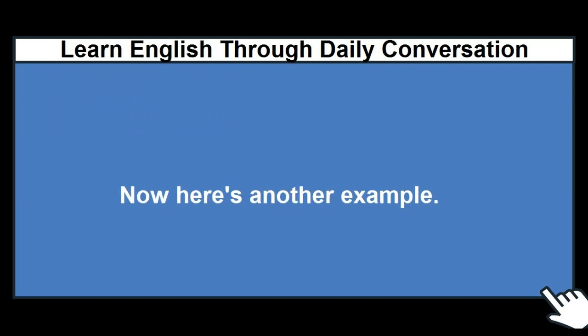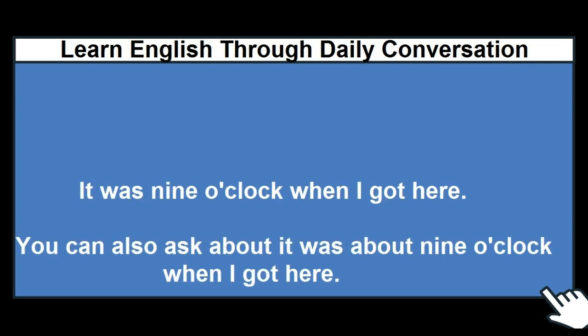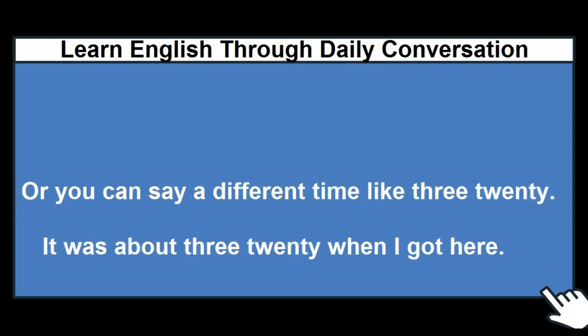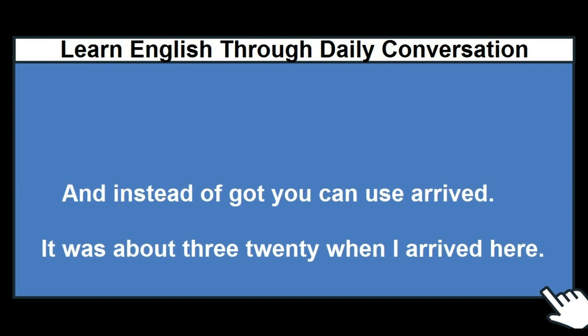Now here's another example. It was 9 o'clock when I got here. We can also add about. It was about 9 o'clock when I got here. Or we can say a different time, like 3:20. It was about 3:20 when I got here.